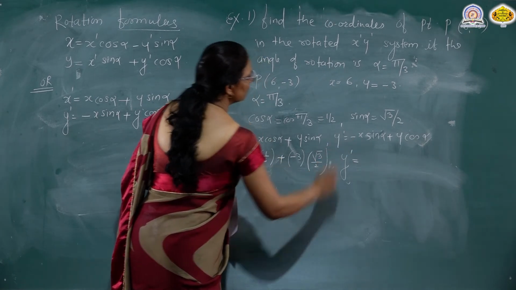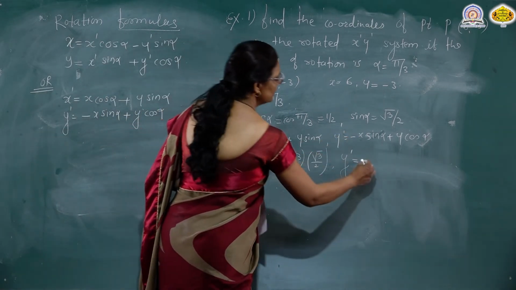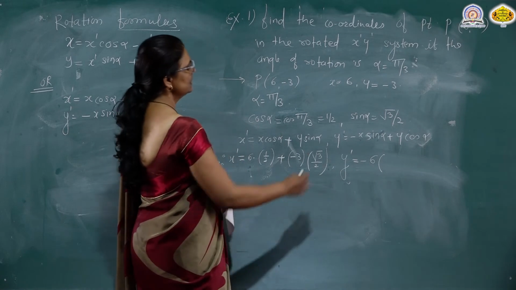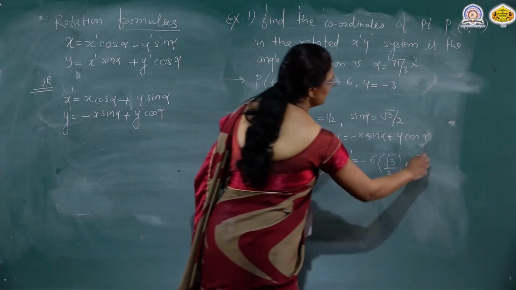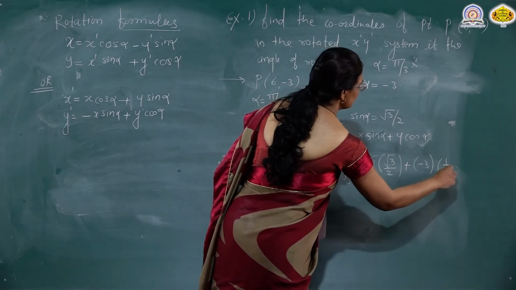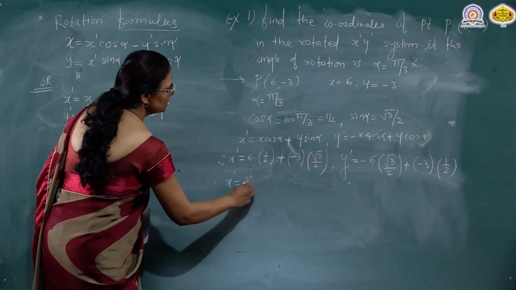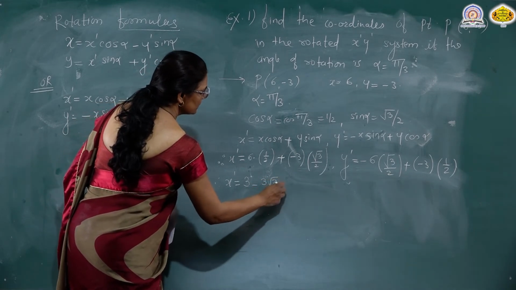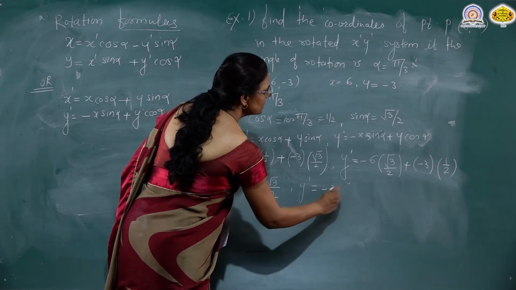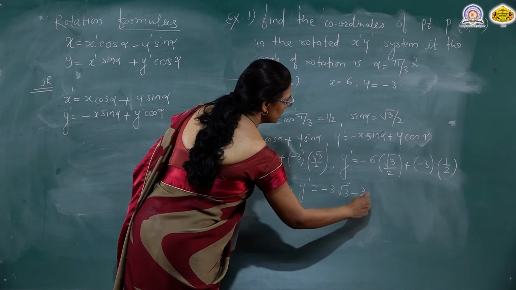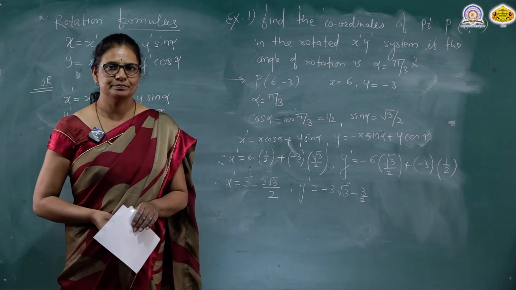Similarly, in y dash put the value of x as well as sin alpha, cos alpha. So x is 6 here, so minus 6 times sin alpha, which is root 3 by 2, plus y minus 3 times cos alpha, which is half. Now just solve it. So x dash is equal to 3 minus 3 root 3 times by 2, and y dash is equal to minus 3 root 3 times minus 3 by 2. So these are the coordinates of the point P in the rotated system.